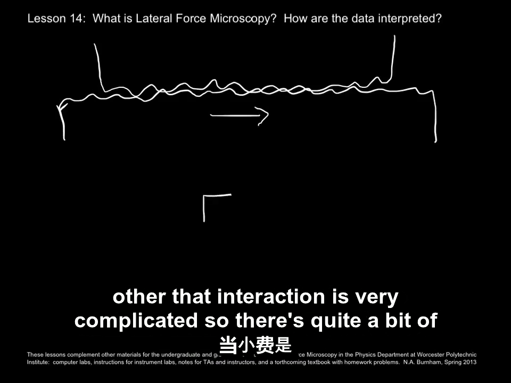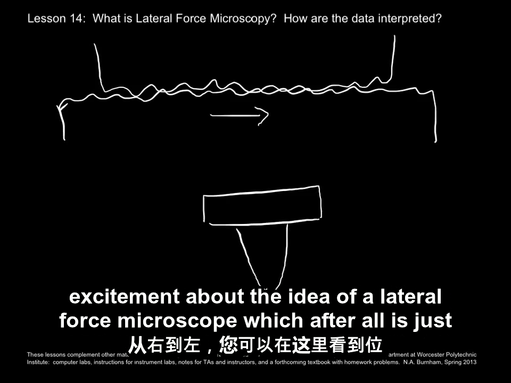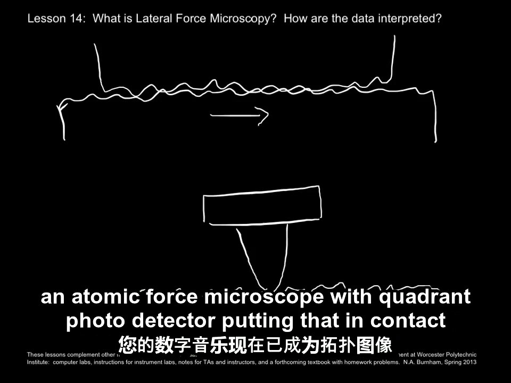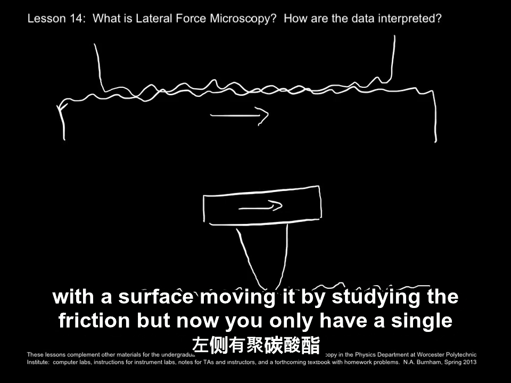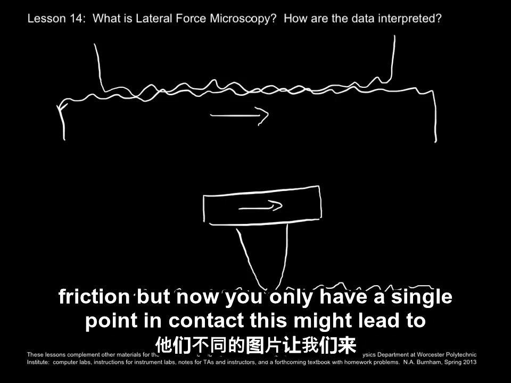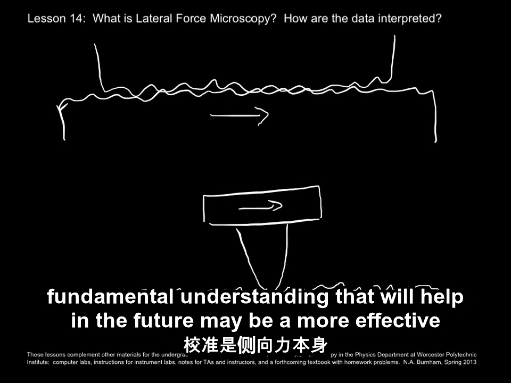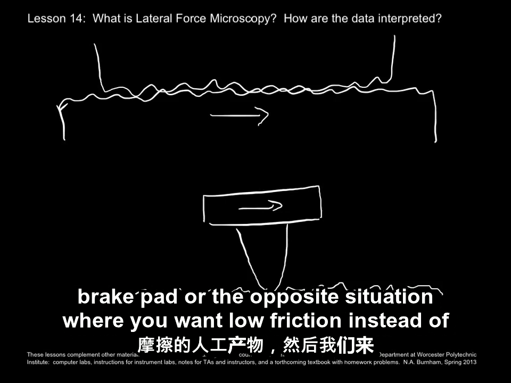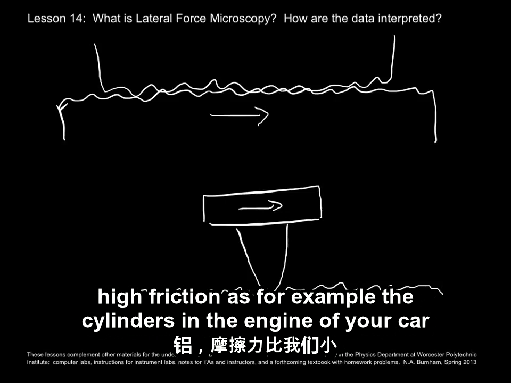So there's quite a bit of excitement about the idea of a lateral force microscope, which after all is just an atomic force microscope with a quadrant photodetector, putting that in contact with a surface, moving it by, studying the friction, but now you only have a single point in contact. This might lead to fundamental understanding that will help in the future, maybe a more effective brake pad, or the opposite situation where you want low friction instead of high friction, as for example the cylinders in the engine of your car.